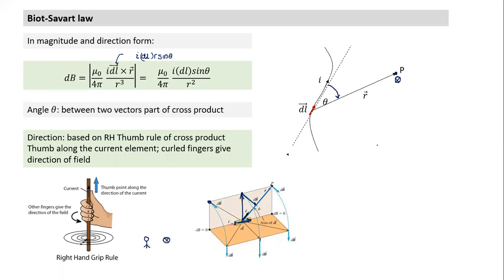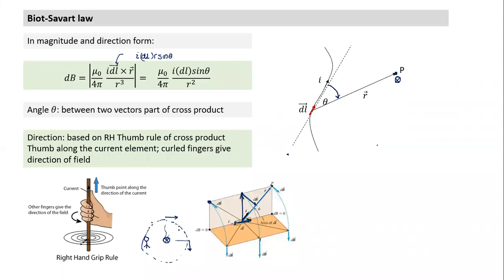It will look like this. If this is the current element, the direction of field at this point will be like this, and at all these points will be like this. And the points which are in the same plane, the direction of field will be like this. If I draw the field lines and look at them standing here, they will form a circle, and this will be the direction of the arrow.